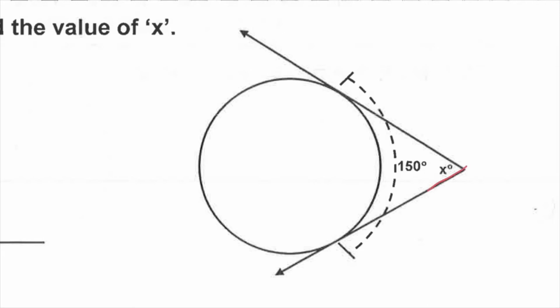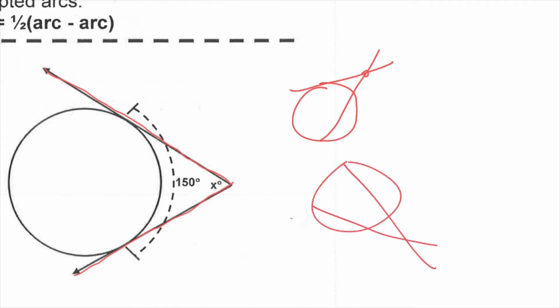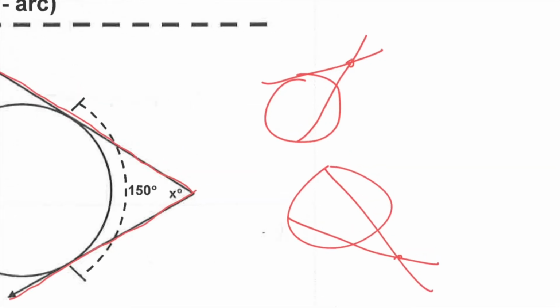Here I've got two tangents, and they intersect outside the circle. It's the only way two tangents could do it. However, this could happen another way. I could have one tangent and a secant intersecting outside, or I could have two secants intersecting outside. It all works the same way, okay? Basically, what we're going to be talking about in all 3 of these is 2 of the arcs and the angle.